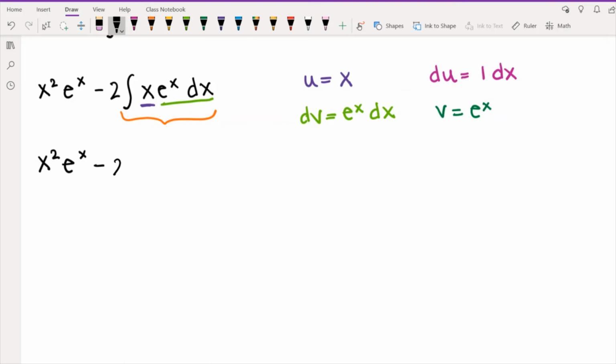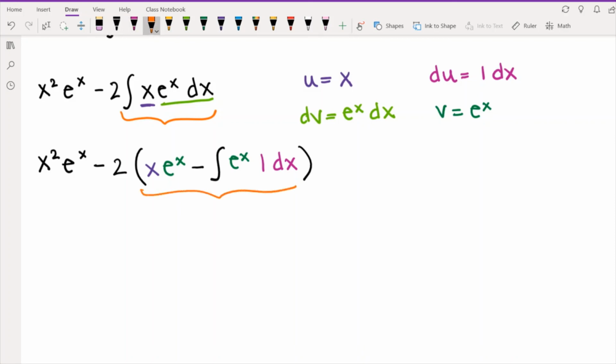So we're going to have 2 times, and now we repeat the process. So we have u times v, so that's x times e to the x, minus the integral of, again, v du. So that's e to the x times 1 dx. So this whole thing here came from our integral above, right? So that's why we had to put parentheses around it.